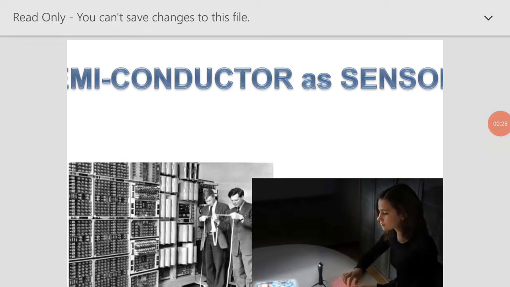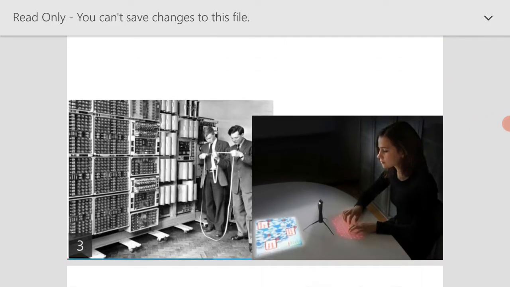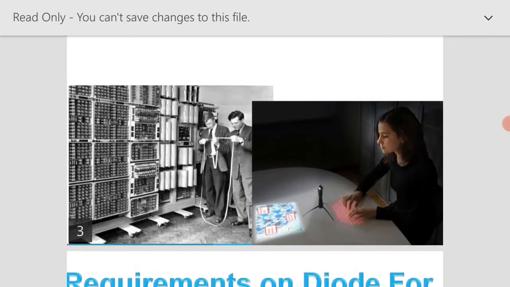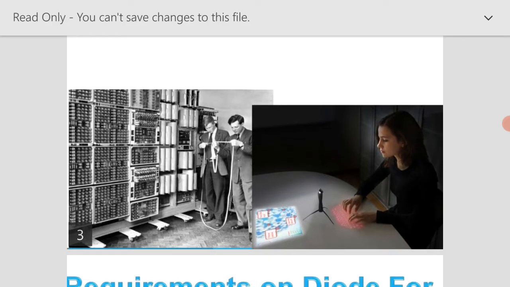The semiconductor as a sensor, in the slide where semiconductors are used as a sensor. The semiconductor sensor types include the gas sensor. These are the types of semiconductor sensors. Also, different optical sensors, light dependent resistance, are the different optical sensors.